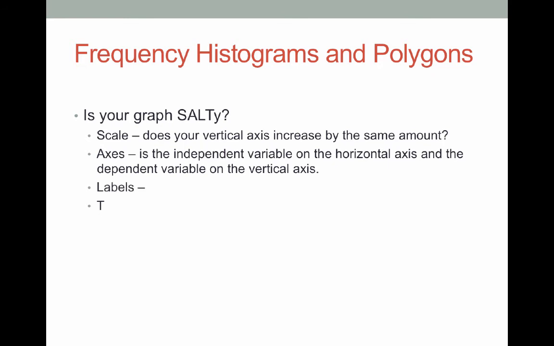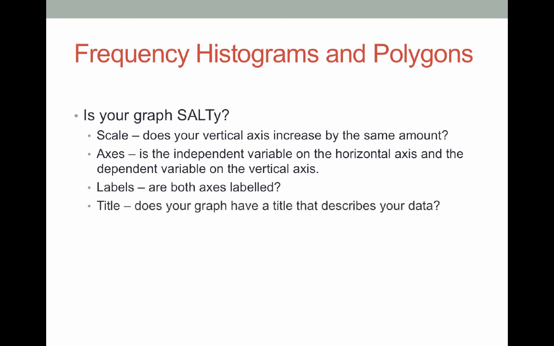L is for labels. Are both your axes labeled? And T is for title. Does your graph have a title that describes your data? Now, I'm not going to get you to draw up a histogram and polygon. You're going to have plenty of opportunities to do that. What I will get you to do is to pause and summarize this information, because this is like a checklist that you can go through after you've drawn up your graphs.